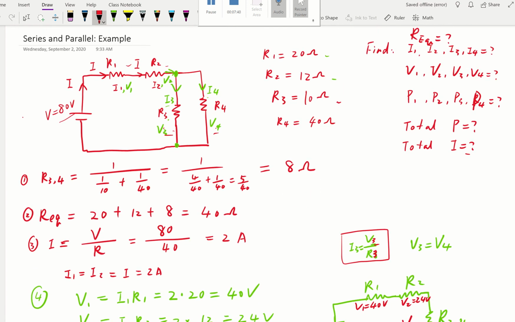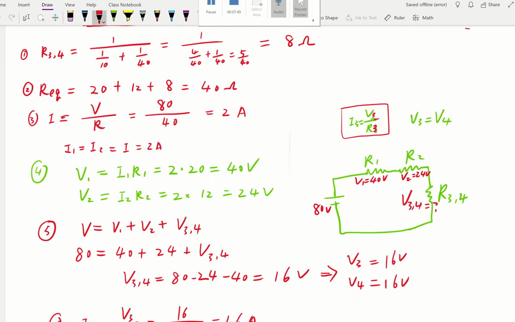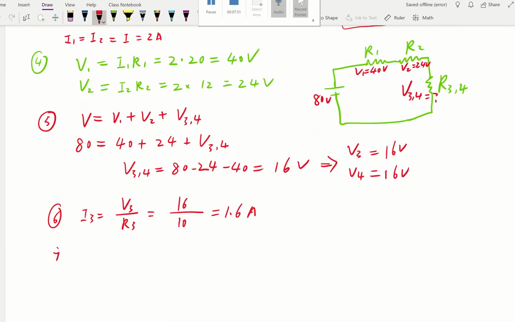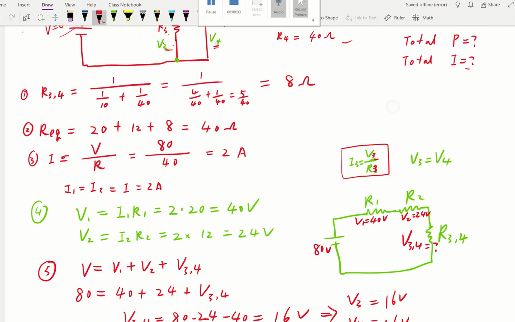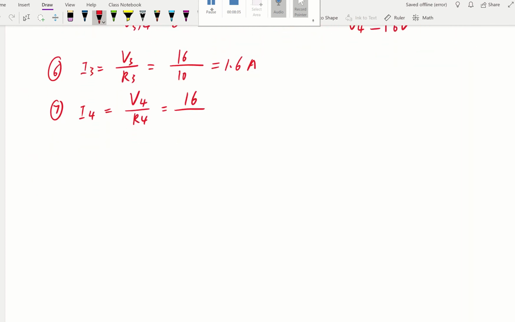Again, I'm going to emphasize I3 is not equal to I4, right? However, V3 is equal to V4 because they are in parallel. So there are some different ways to solve I4. You can use Ohm's law here: voltage across resistor 4 divided by resistance. That's 16 volts as well, and our R4 is 40 ohms. Then that will give us 0.4 amps. That's one way to solve.